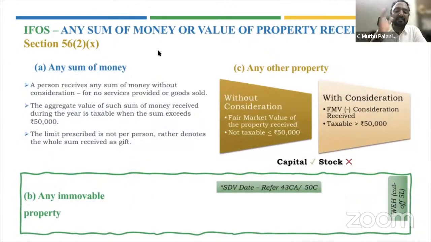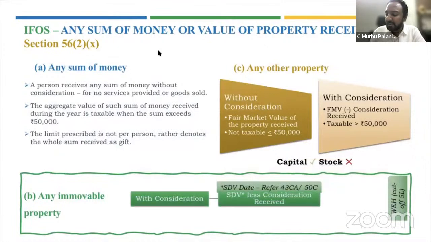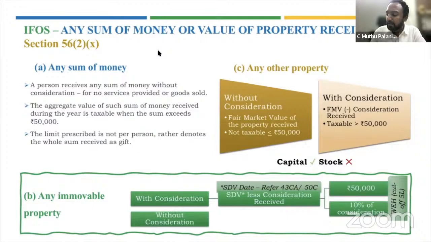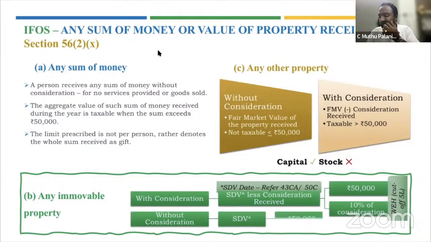Now, we'll first start with money, any money. So basically, when you say any money, it is any sum of money. A person receives any sum of money without consideration for no services provided.